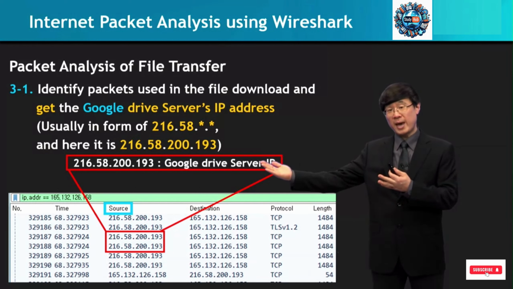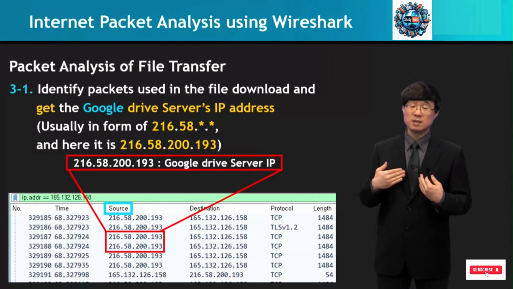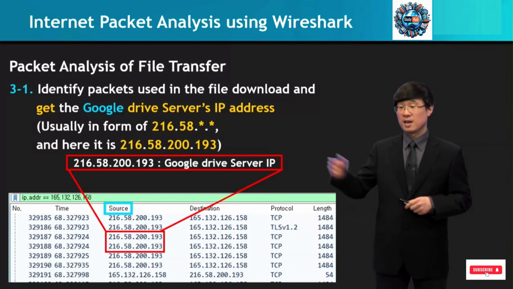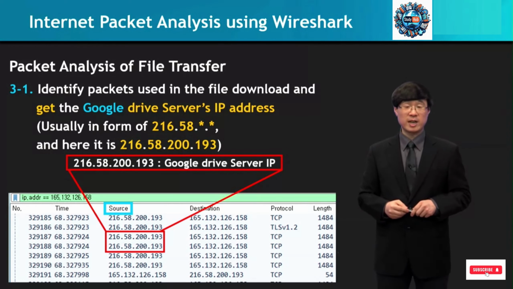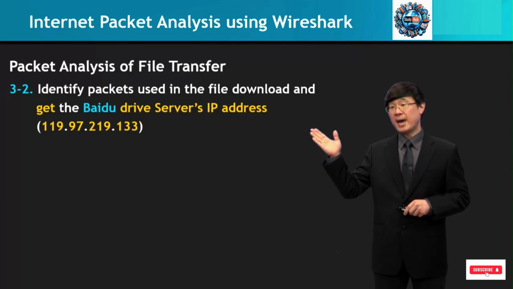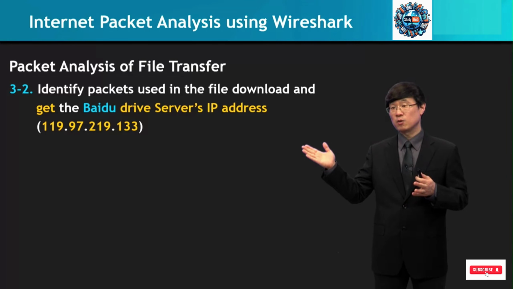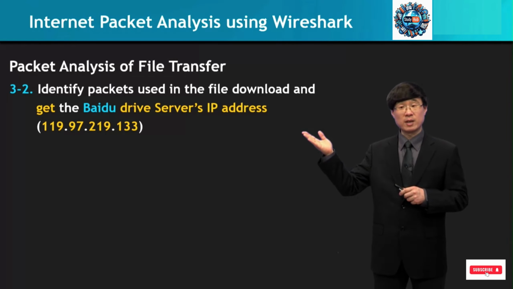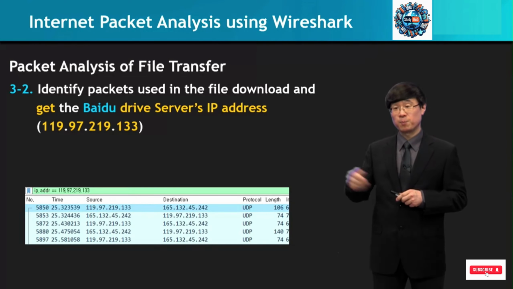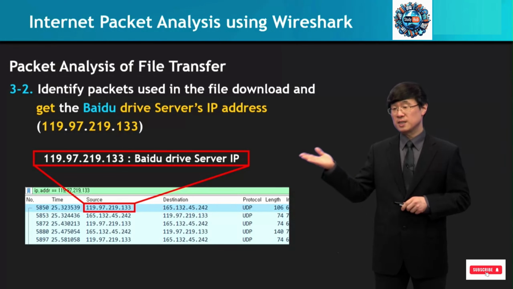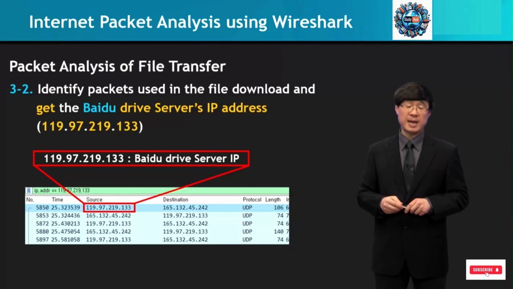So for those packets that were sent to us for the download file test experiment, basically, that's where the packets originated from. Now, you can also identify packets that were used in the download from the Baidu Drive by looking at its server's IP address, which is this in this example. And as you can see here, in this part, you can see the Baidu Drive server IP address.